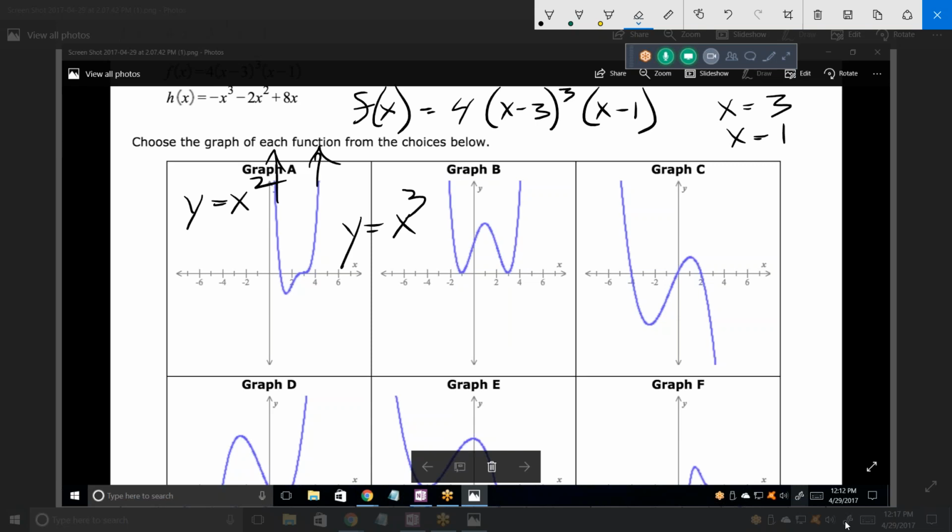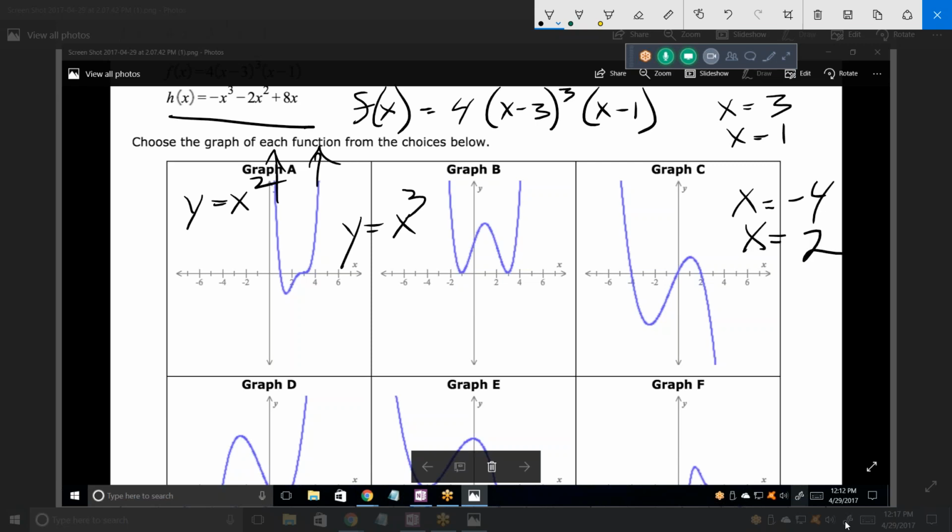Okay, so now let's look at this function over here. We haven't identified it yet. I already factored it and everything. Okay, what'd you get for the zeros? So for the zeros, I got -4 and +2.